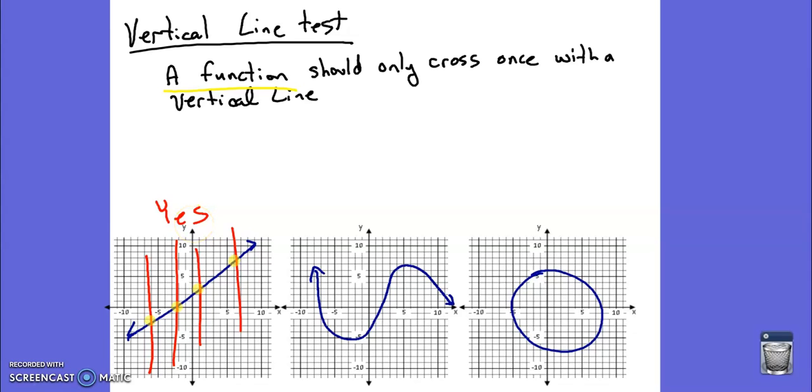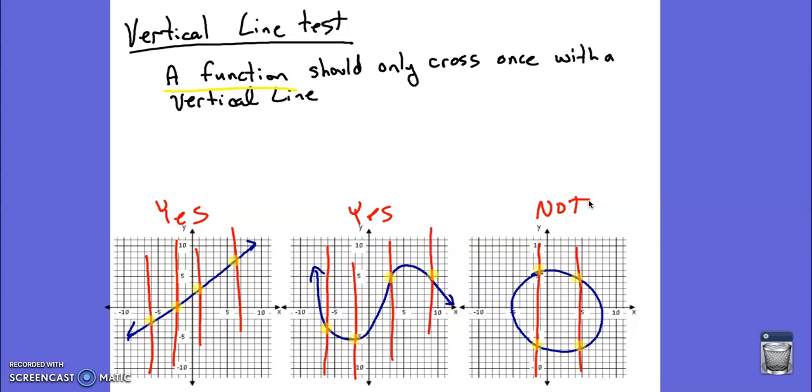Same thing, let's go to the next one. If I draw a vertical line, notice it only crosses at one spot. So yes, it is a function. And this, if I draw a vertical line, notice it crosses at 2 spots on that line. Same thing there. So this is not a function. So it's an easy way to tell if something is a function.